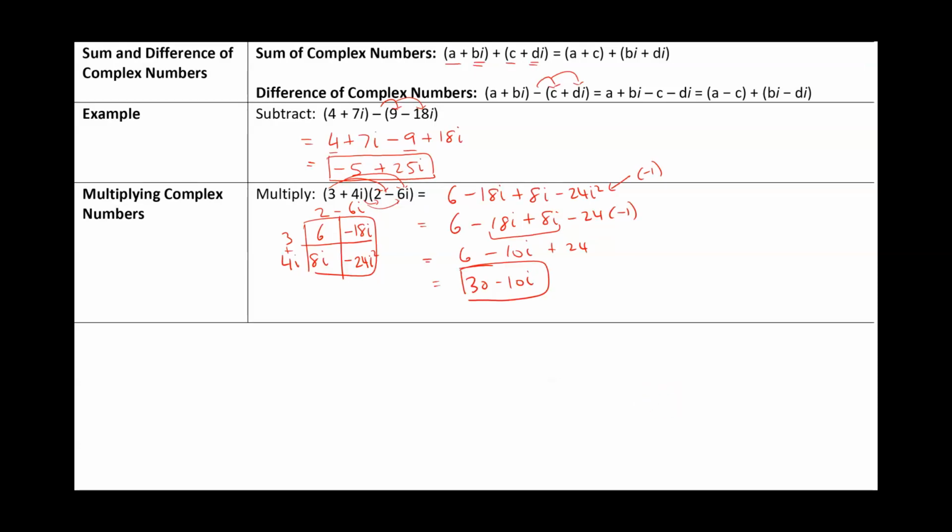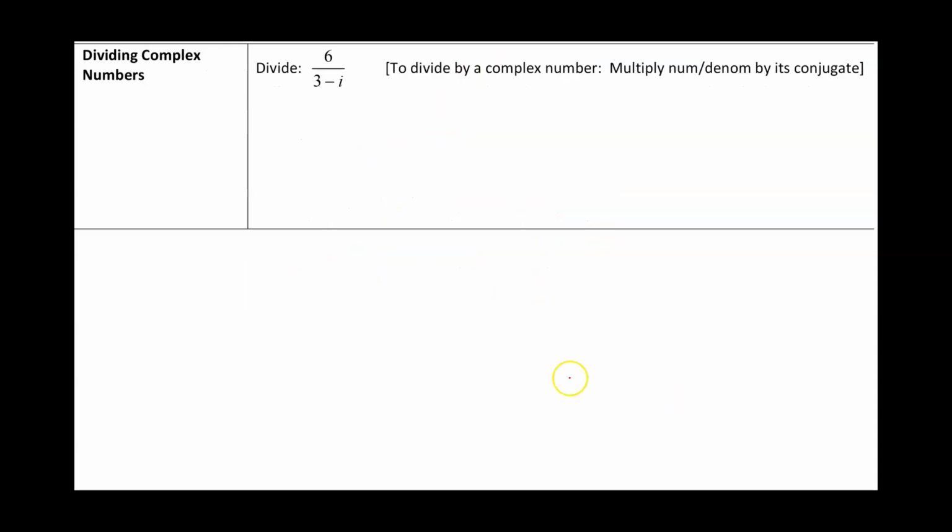So we talked about adding and subtracting, we talked about multiplication. Now let's talk about division. So we want to divide 6 by 3 minus i. So 6 divided by 3 minus i.